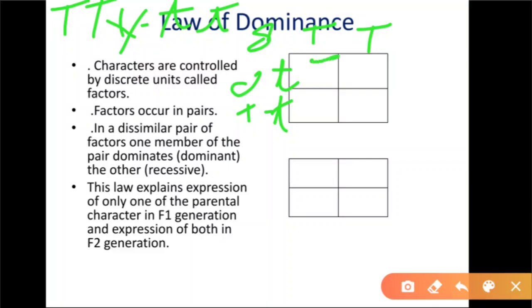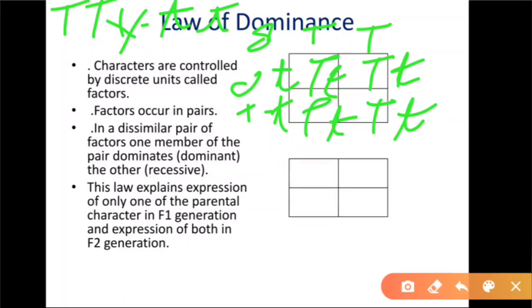Suppose this cross, then capital T and small t. Here in this cross, capital T and small t, and this cross, capital T and small t. In this cross also, capital T and small t. That means every plant has at least one capital T. That means this is the dominant character, and this character phenotypically appears in the F1 generation.